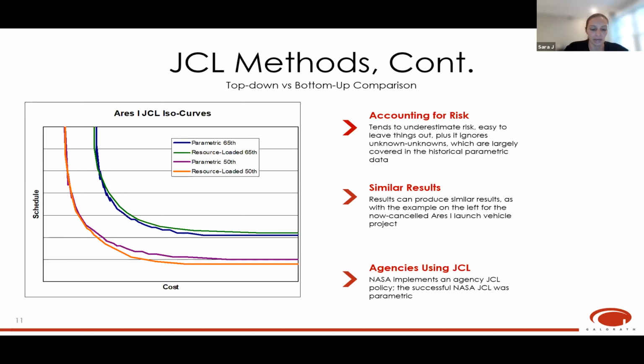And speaking of NASA, NASA is an agency that does implement a JCL policy. The chart to the left shows the 65th and the 50th percent JCL percentiles using the top-down and the bottoms-up approaches. As you can see, the results are very close.